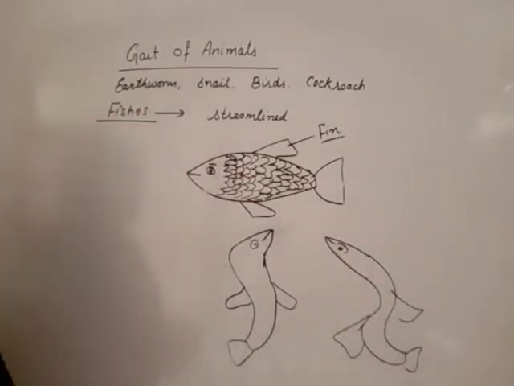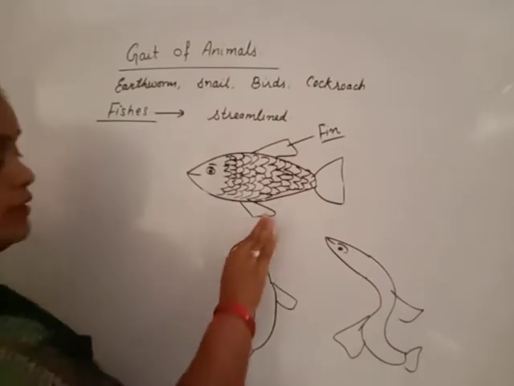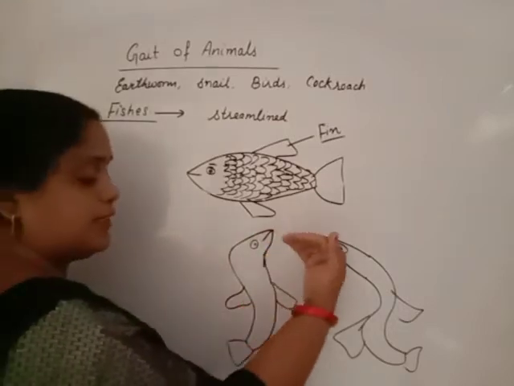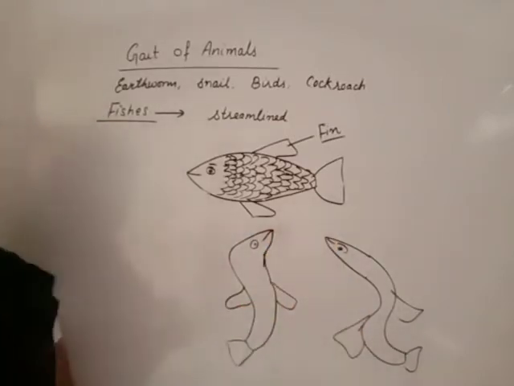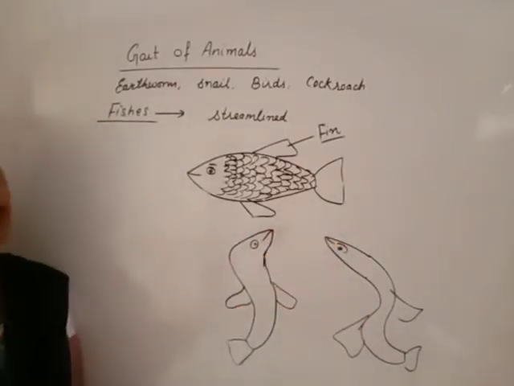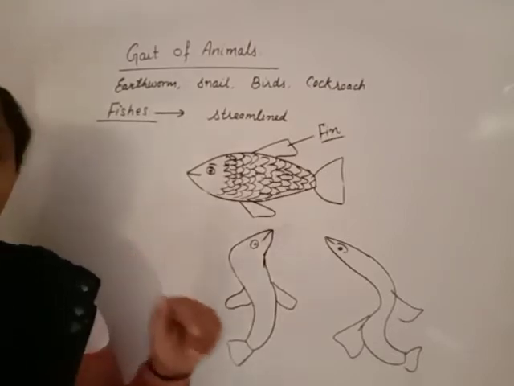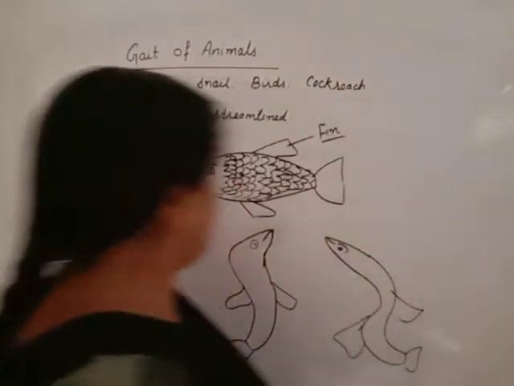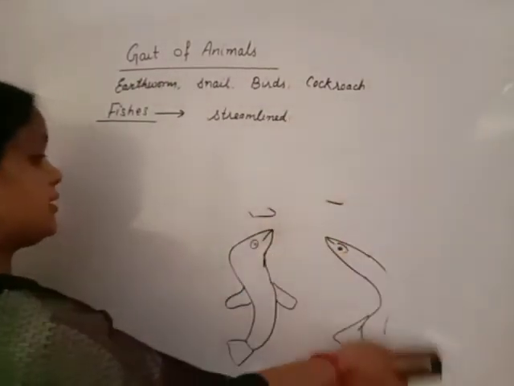Like this. This is the process of movement. Head on this side, tail on left side. Head on left side, tail on right side. This process is very quick, and fish move in forward direction inside the water. And the second animal is the snake.